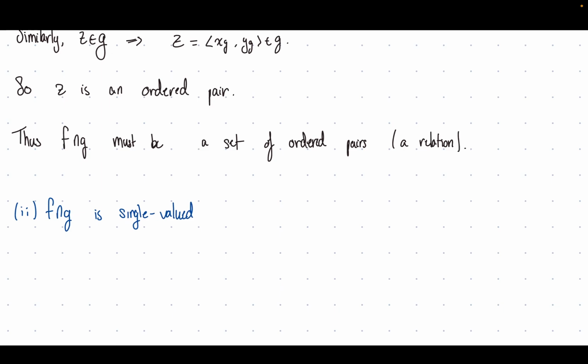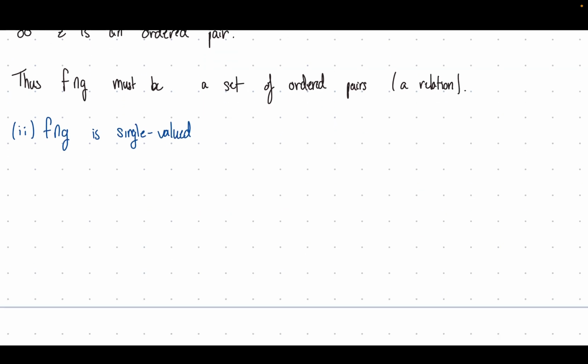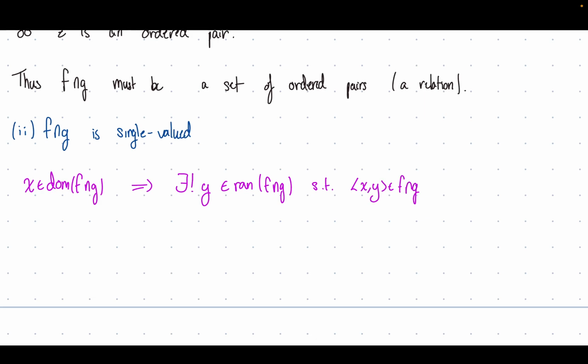Okay. Now we have to show that f intersect g is single valued. So what does this mean? We must show that if x is in the domain of f intersect g, then it has a unique y in the range of f intersect g such that x comma y is an element of f intersect g. So I'm going to write it out. x in domain of f intersect g implies that there exists a unique y in the range of f intersect g such that x comma y is in f intersect g, or that f of x is equal to y.